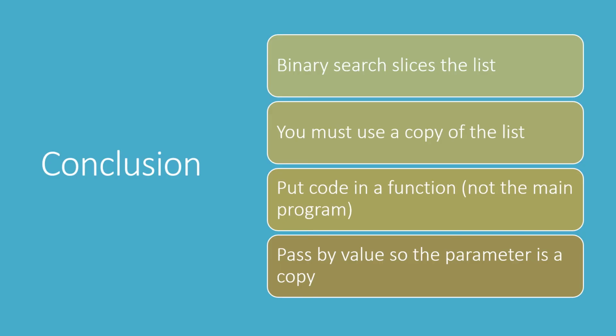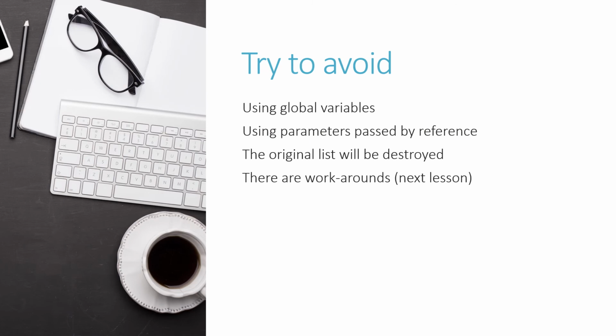So what can we conclude from this? As we know, binary search slices the list. It's important, therefore, that you use a copy of your list, because otherwise you've destroyed your list of values through one search. It's important, therefore, to put the binary search code into a function rather than have it in the main program, and pass the list by value as a parameter so that you change a copy of the list. When you're using the binary search, you should try to avoid using global variables, because your list will be cut down to a single item.